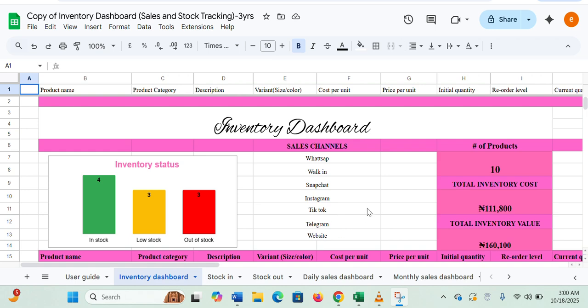Your sales channel includes where you are making sales as a business owner, whether on WhatsApp with your working customers, Snapchat, Instagram, whatever it is. This just helps you know where you are making more sales as a business owner.